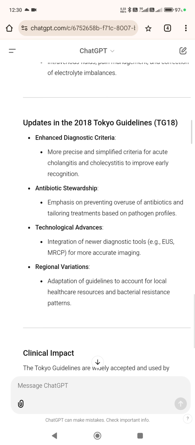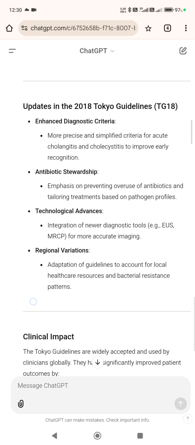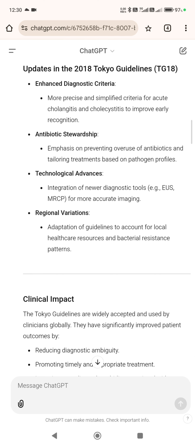Updates in the 2018 Tokyo Guidelines, TG18. Enhanced diagnostic criteria. More precise and simplified criteria for acute cholangitis and cholecystitis to improve early recognition. Antibiotic stewardship: emphasis on preventing overuse of antibiotics and tailoring treatments based on pathogen profiles.